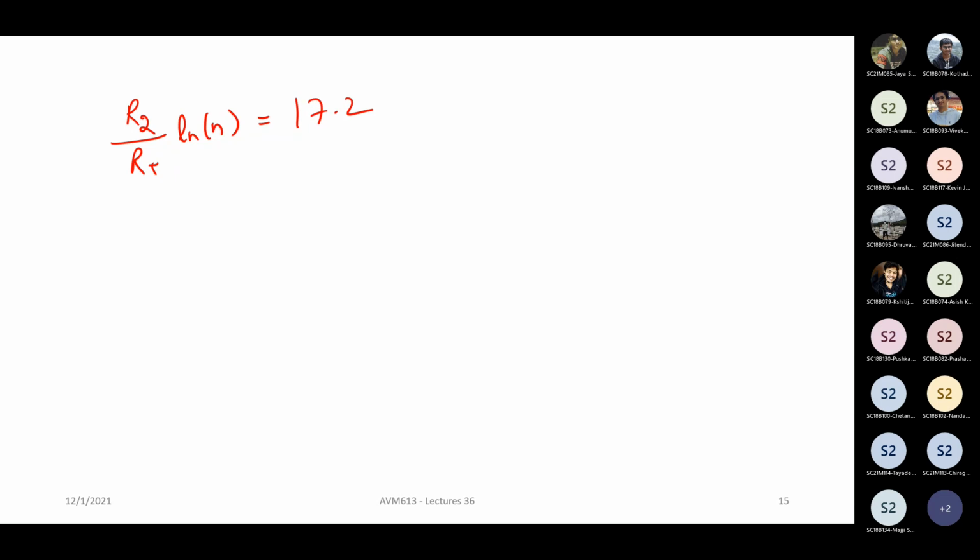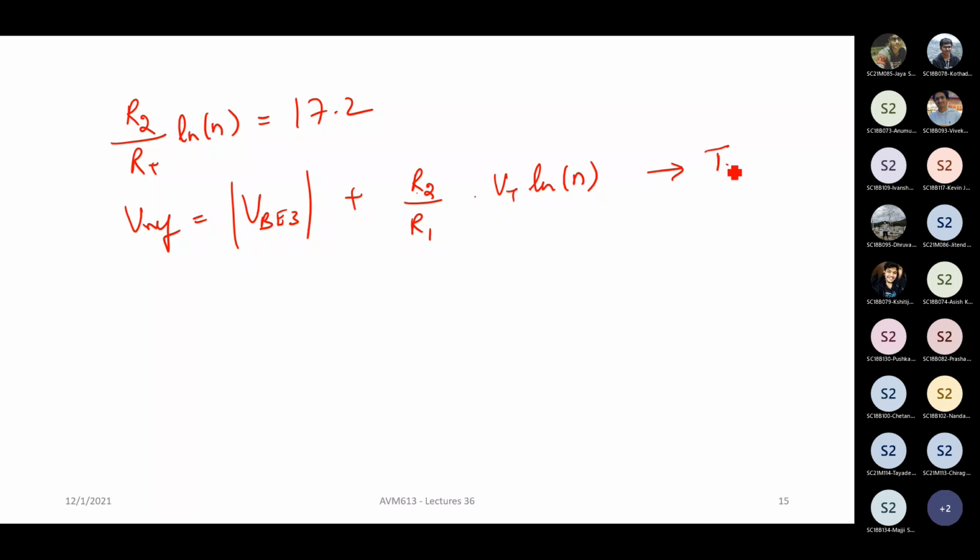So, if you can make sure that this is possible, then your reference voltage is basically given by the mod of VBE3 plus R2 by R1 multiplied by VT ln of N. Okay. So now this voltage is basically a zero temperature coefficient voltage. Okay.